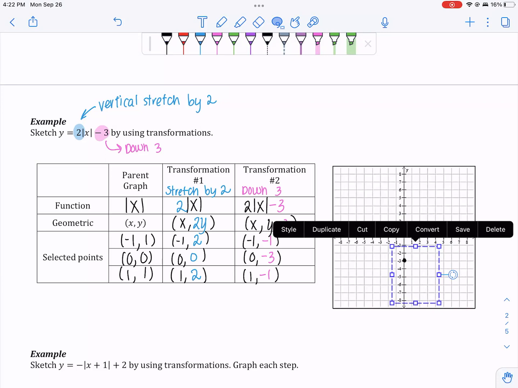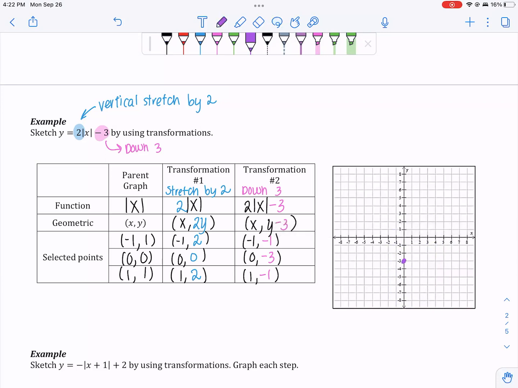Let me go ahead and plot it. The other 2 points move from (-1, 1) to (-1, -1). And the other one moves to (1, -1). This is the graph of 2 absolute value of x minus 3. The original absolute value graph, by the way, would have looked like this.